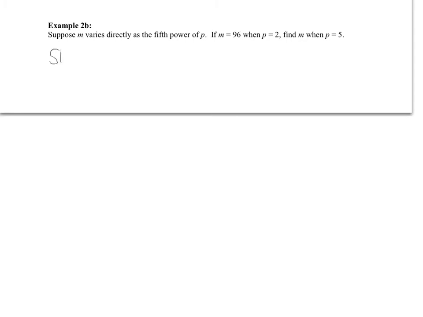So step 1, write a general equation that describes a variation. We're going to use our direct variation function, and we can say y equals k times x to the n. For this one, we have m varies directly as the 5th power of p. So m equals k times p to the 5th power. There is our general equation.